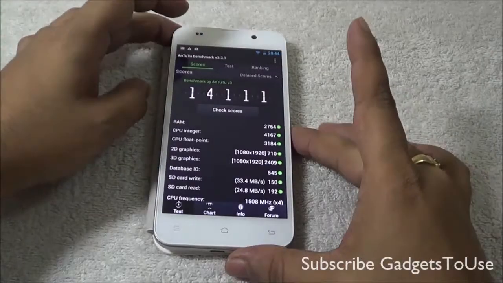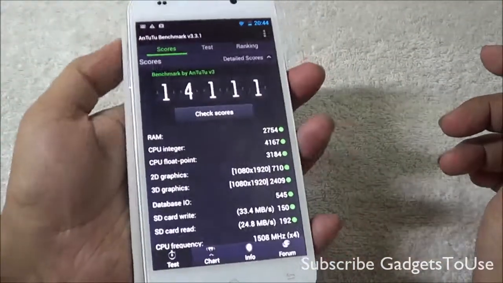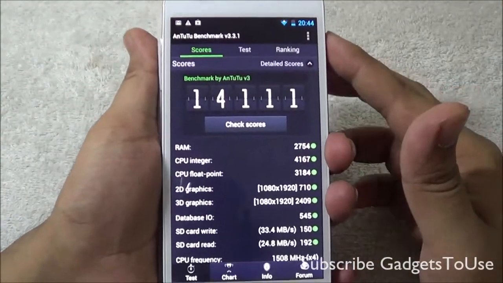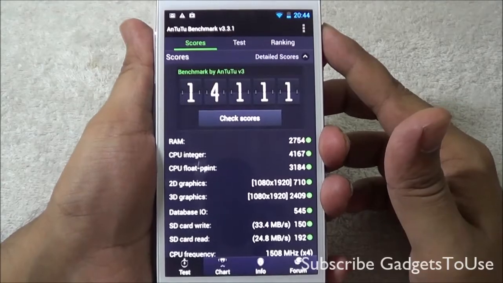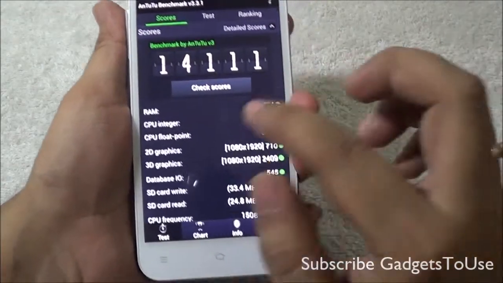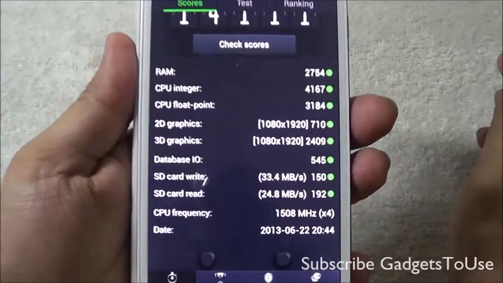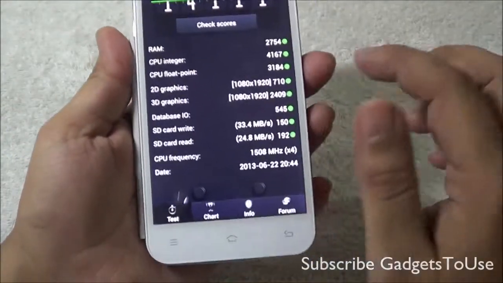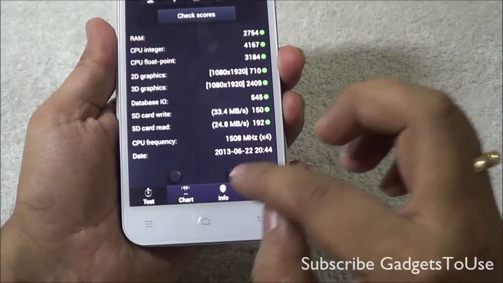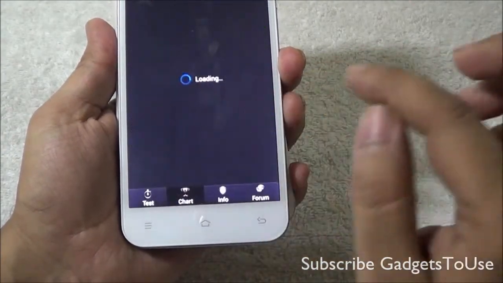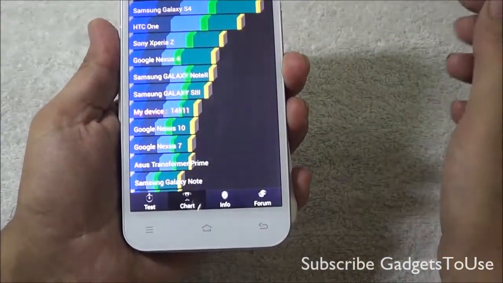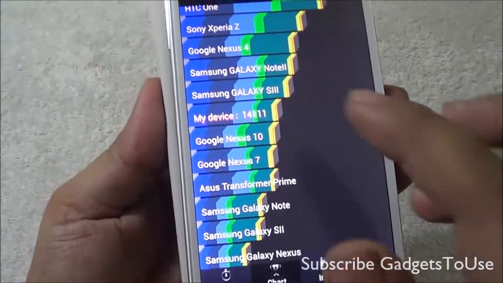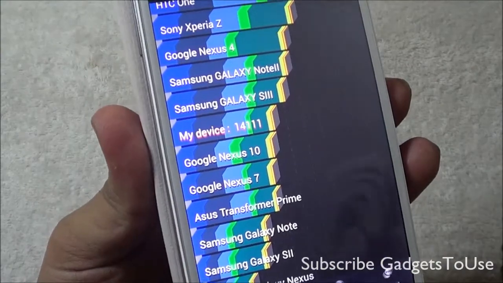Now here we have the score for the AnTuTu benchmark utility, and the device has scored 14,111 as far as the benchmark is concerned, and this is how the detailed scores look. As you can see, if we take a look at this device as far as ranking is concerned, let me just go and check the bar chart. So this is how the device ranks when comparing it with the other devices.